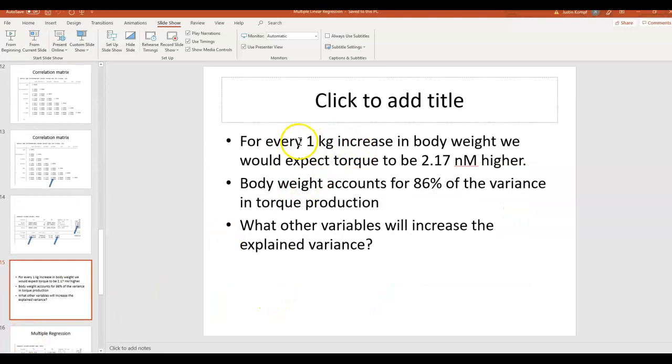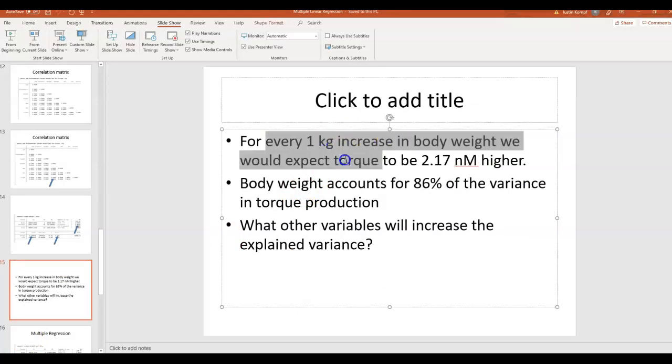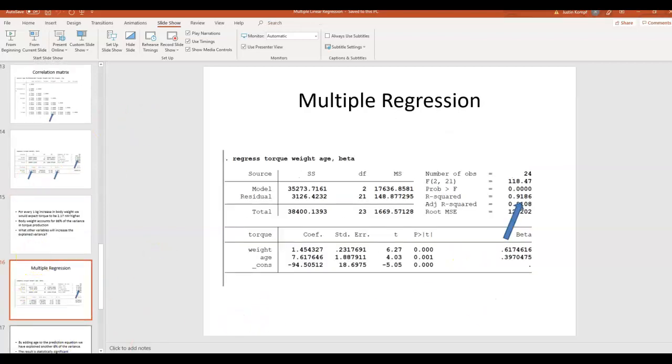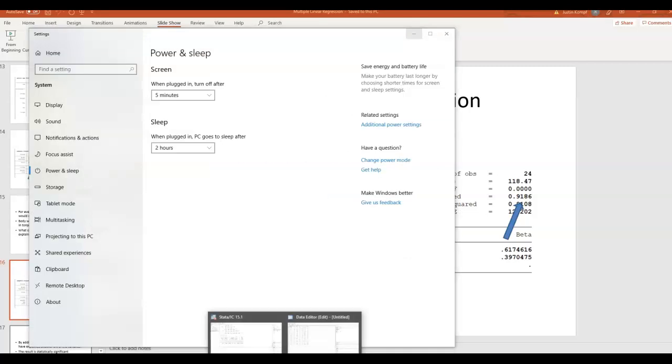So this is exactly what we're saying: for every 1 kilogram increase in body weight, we would expect torque to be 2.17 Newton meters higher. And we can say that body weight accounts for 86% of the variance in torque production. So what other variables will increase the explained variance? Let's try to add in age. Okay, so let's do that and see what happens.